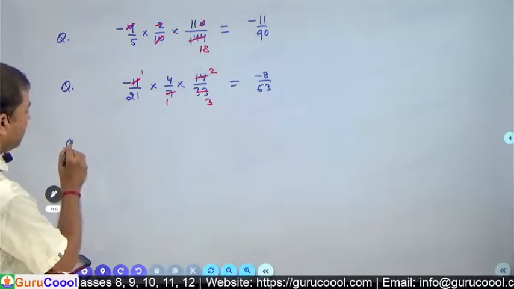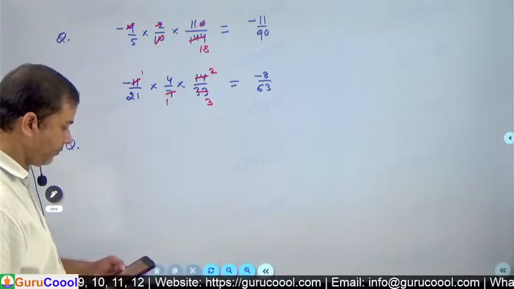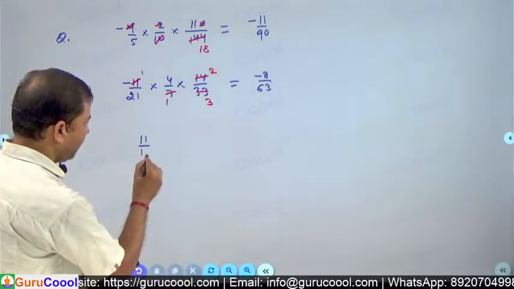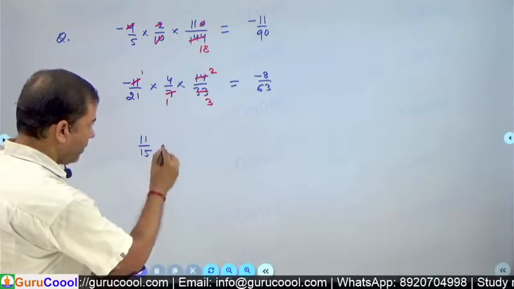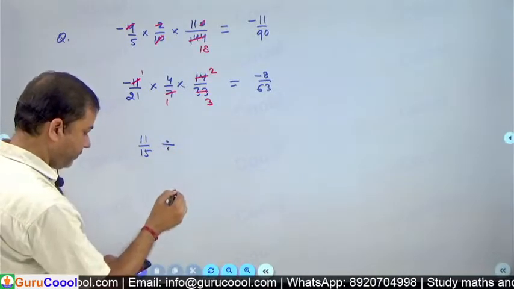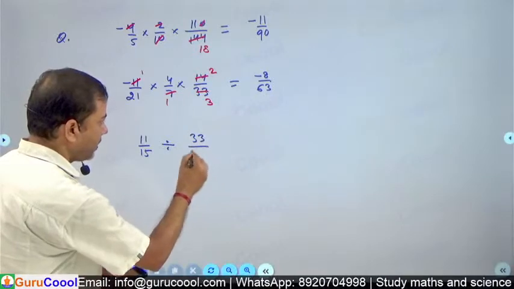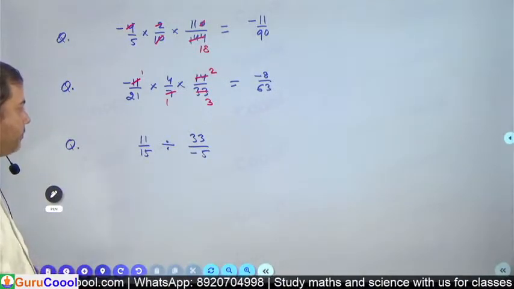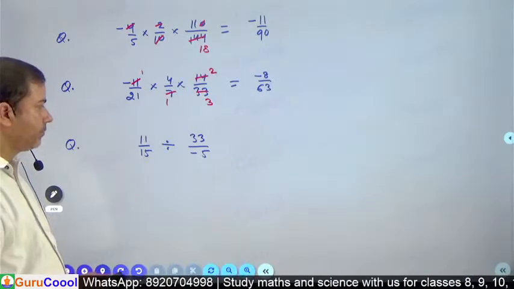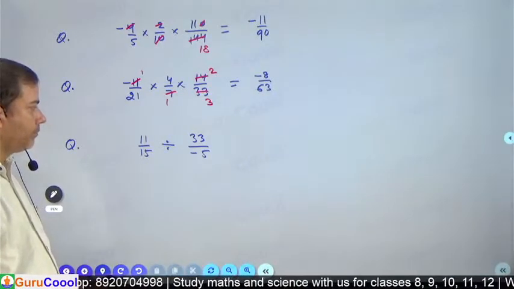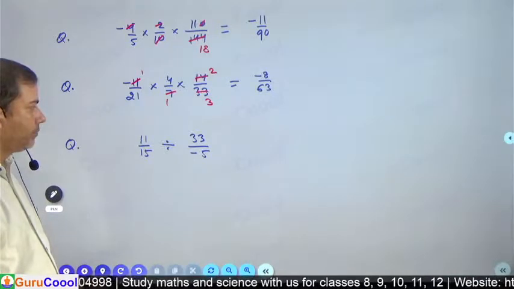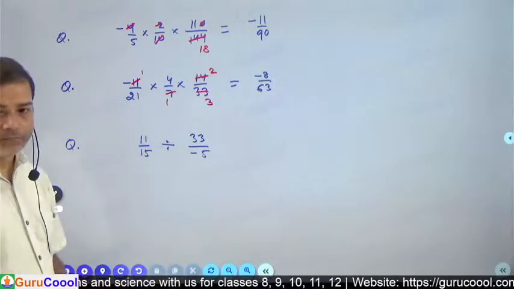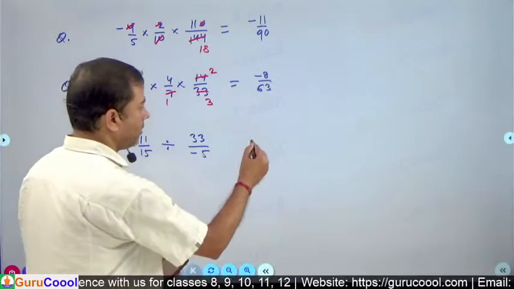Next question is, find the value of 11 by 15 divided by 33 by minus 5. Sir, minus 1 by 9. Minus 1 by 9 is the right answer.